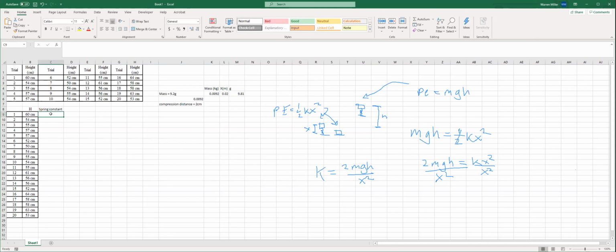So to find the spring constant, it's an equal sign. I'm just going to write this equation in Excel. It's 2 times the mass times G times the height. And the height, oops, I forgot something. The height, I need another column. So I'm just going to pause that for a second.